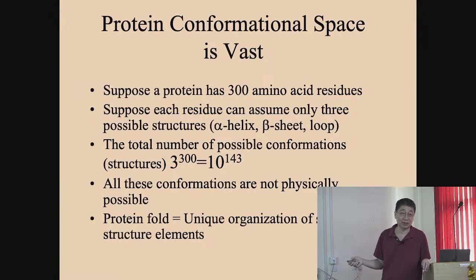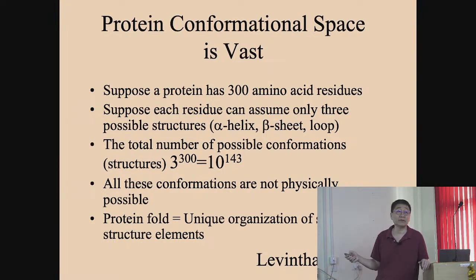So the question is, if a protein with 300 residues has so many different possible conformations, how does it ever find the correct conformation? That's called Levinthal's paradox. He was the first one to realize this problem. Of course, in reality, this is not a random search process. It's a directed process by which a protein folds, but that's beyond what we want to talk about.